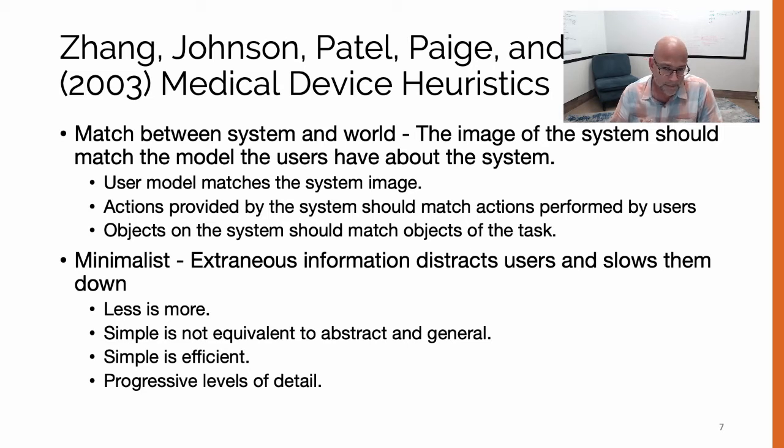The next one here is a minimalist design. Extraneous information that we don't need, information that's just decorative, for example, is irrelevant and frankly just detracts people from conducting their tasks. So in this sense, often it's the case, usually it's the case, that less is more. Simple tends to be efficient, and we can usually show people just what they need at a particular time, and then if they need more detail about it, well, they can click on it to see more information. So that's a progressive level of detail.